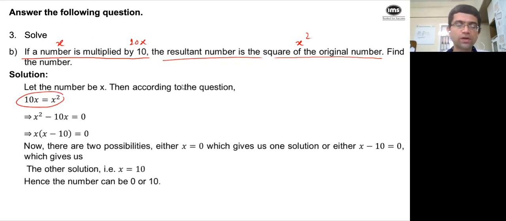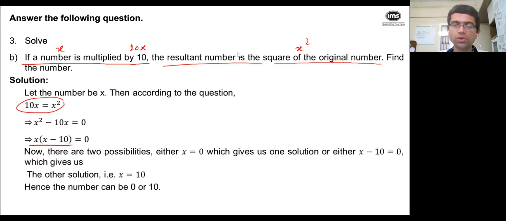X square is equal to 10x, which on factorization will give me x into x minus 10 is equal to 0. Now we have this tendency of saying x is equal to 10 and go ahead. But understand, there are two possibilities, either x is equal to 0 or x is equal to 10. Remember, square of 0 is also 0. And if you multiply 0 with anything, it is going to remain 0. So 10 into 0 is same as 0 square. Both are equal to 0. So one solution is 10 and other solution is 0.